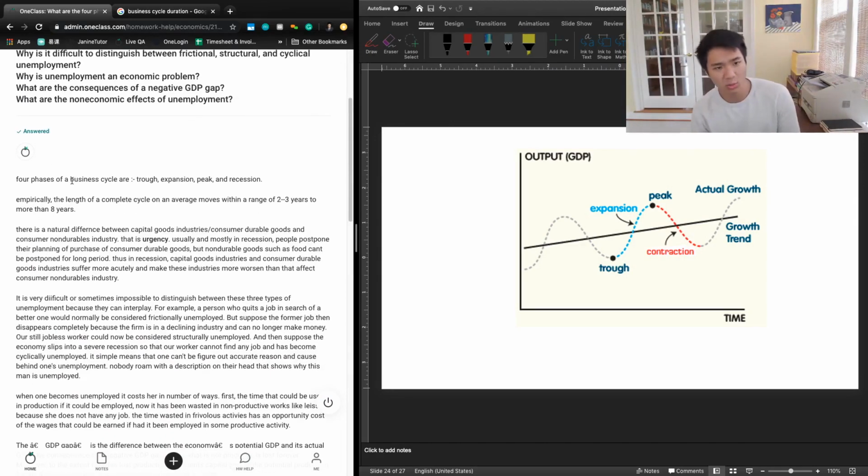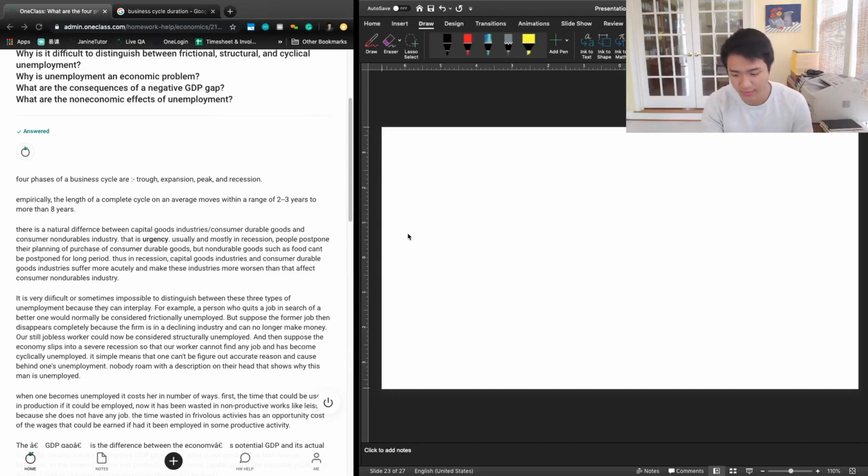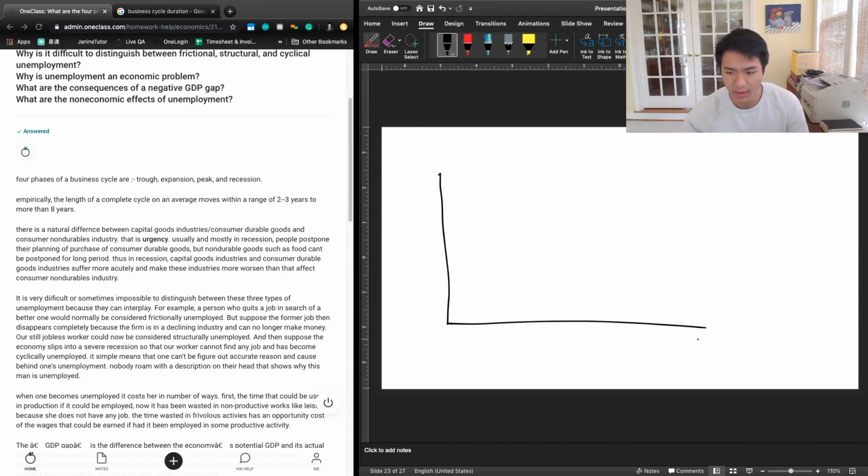The next question says, what are the consequences of a negative GDP gap? And so a negative GDP gap is given by a situation, we can see this on the dynamic aggregate demand, aggregate supply model. So we have our long-term GDP, long-run aggregate supply. We have our short-run demand, and then we have our short-run aggregate supply.